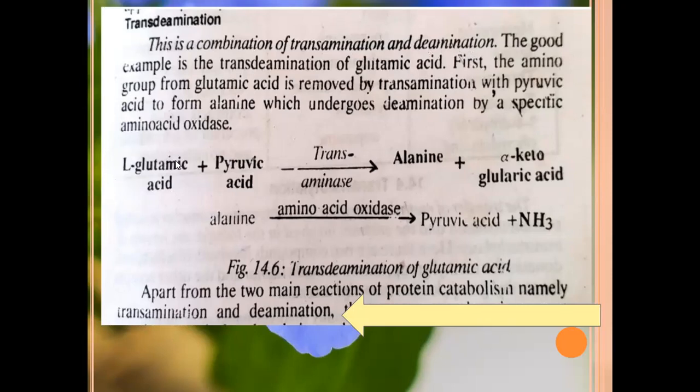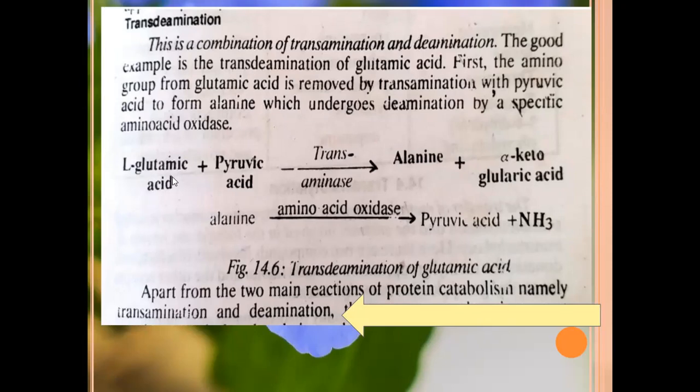So here it is alpha L-glutamic acid. L-glutamic acid is one type of amino acid. That amino acid containing an amino group transfers it to a keto group. The keto acid is pyruvic acid. After transamination, the pyruvic acid converts into alanine, and glutamic acid converts into alpha ketoglutaric acid. So here the transamination process is over.